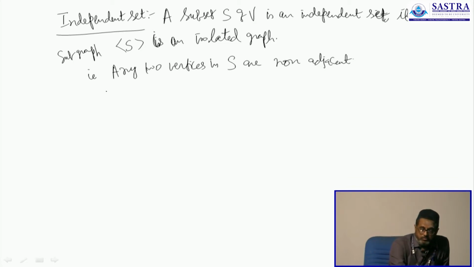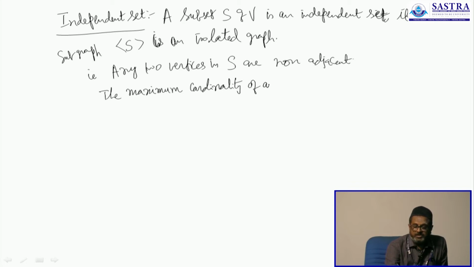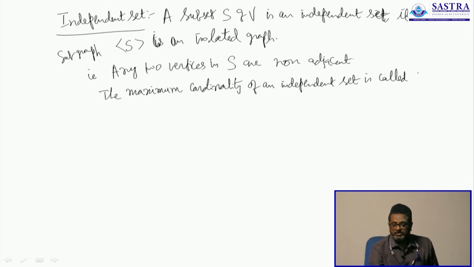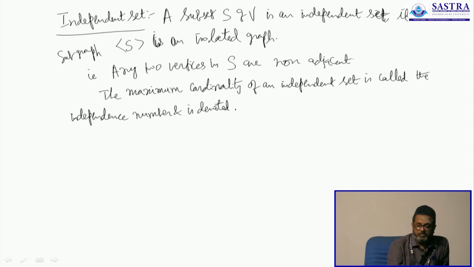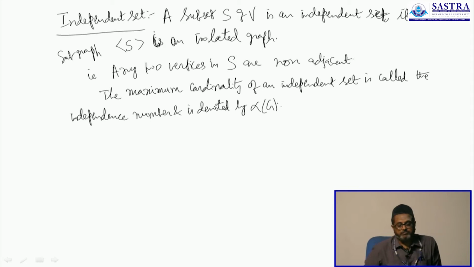And now, the maximum cardinality of an independent set is called the independence number of G, and is denoted by alpha of G. Now, the maximum cardinality has to be checked in case of an independent set.